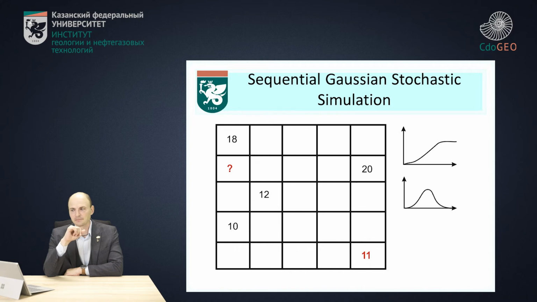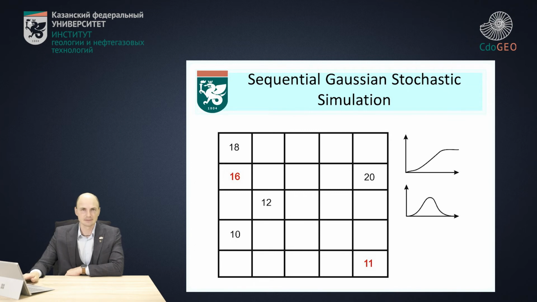We run the program once again, and then it randomly chooses this highlighted cell. What's the value in this cell? Actually, in this cell, our value should be somewhere between 18 and 12, because this cell is located nearby these two values. That simply means that we cannot put here 11 or 20, because this cell is influenced by the nearby cells. So we can put here, for example, 16. And we're going to run the process once again till we fill all of the cells.